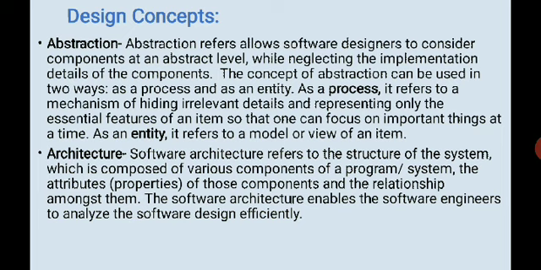The concept of abstraction can be used in two ways: as a process and as an entity. As a process, it refers to the mechanism of hiding irrelevant details and representing only the essential features of an item, right? So you hide all the irrelevant details and only show the essential features, so that one can focus on the important things at that time. And as an entity, it refers to a model or view of an item, right? So what is the view of that item or what is the model of that item? Next we come to architecture.